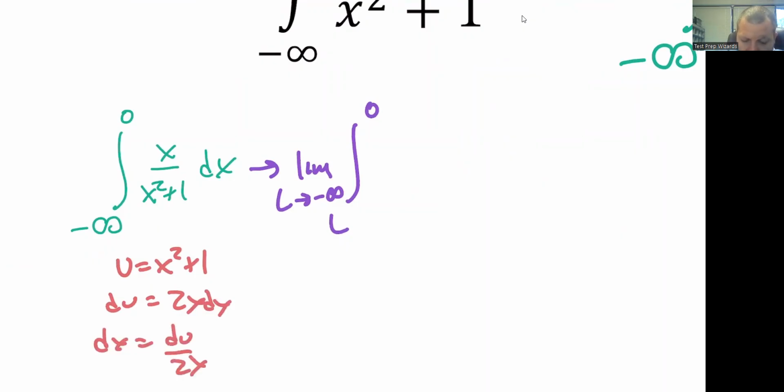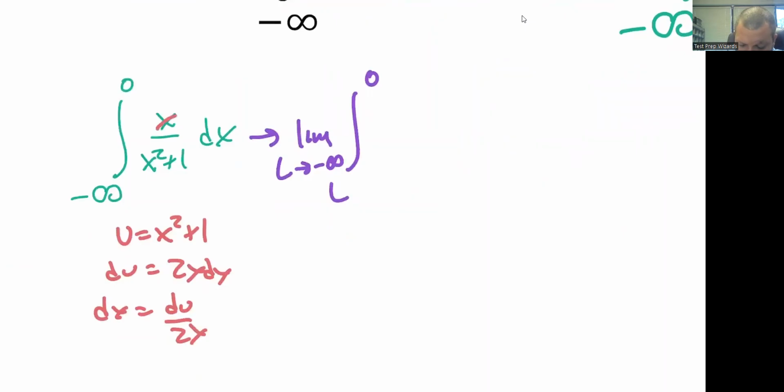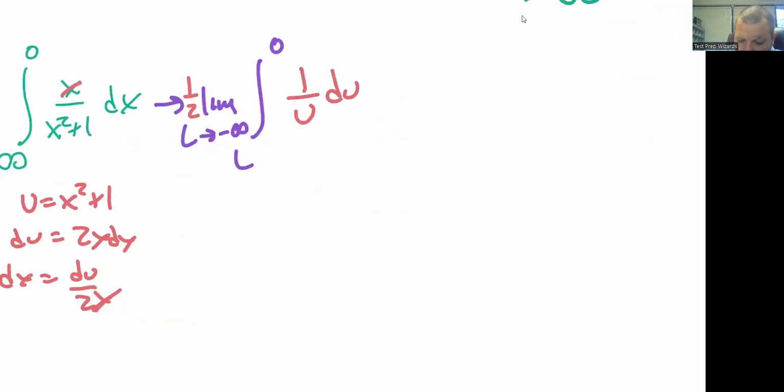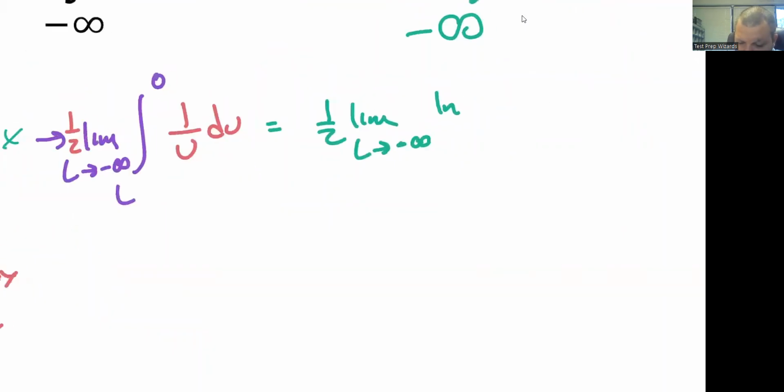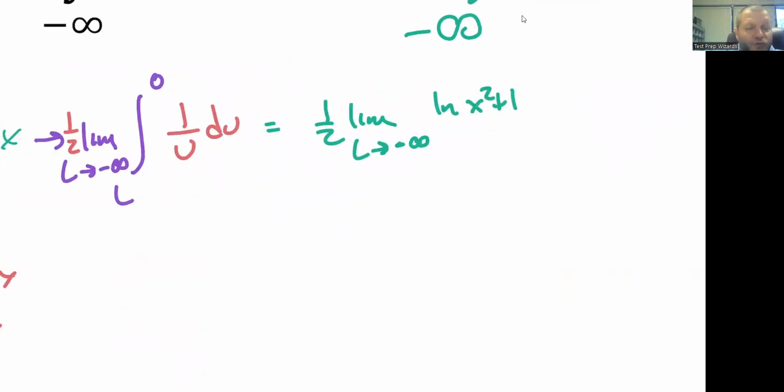Right? So that means that this x and that x are going to cancel. We're going to have a 1/2 out front. So we're going to get 1 over u du. So we're going to get 1/2 the limit as L approaches negative infinity of the natural log of u, which is just x squared plus 1, which is always positive. So I'm going to drop my absolute value signs, like a pro.